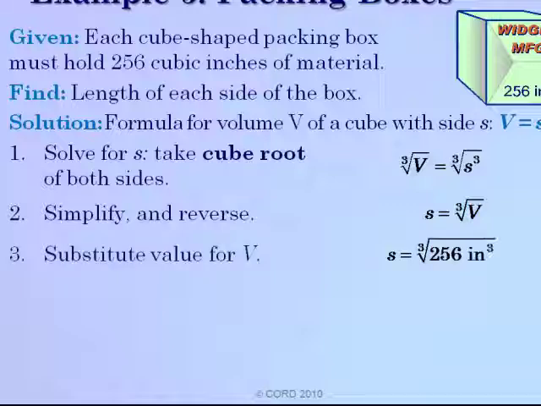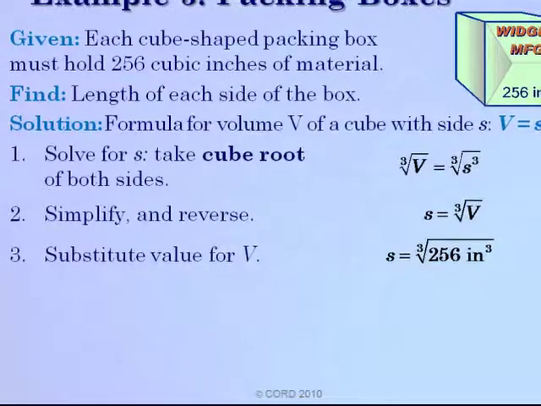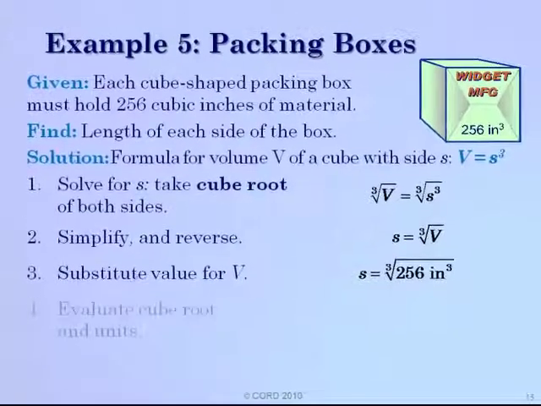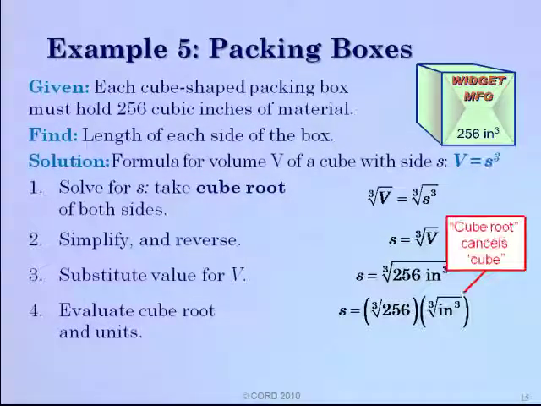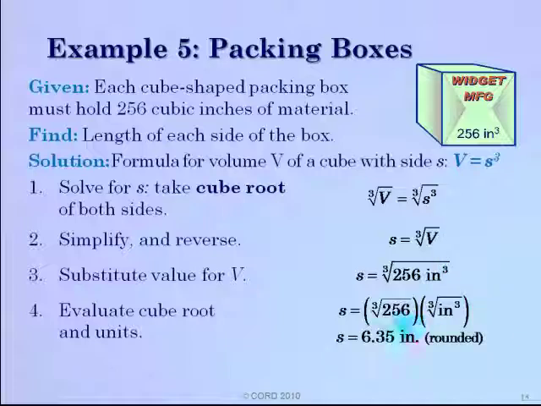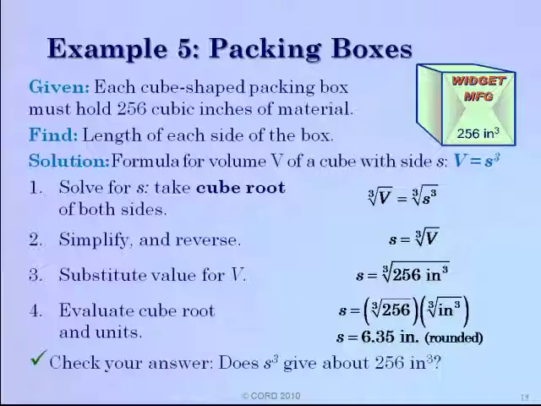We'll substitute in our value for V, 256 cubic inches, and then evaluate the cube root and the units separately. So the cube root of 256 and the cube root of inches cubed gives us 6.35 inches. Now check your answer. If we take 6.35 and cube it, do we get about 256 inches cubed?